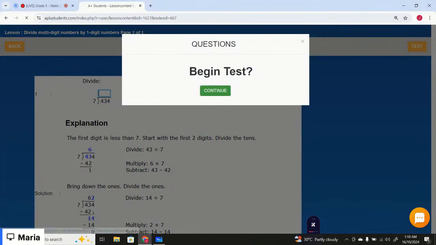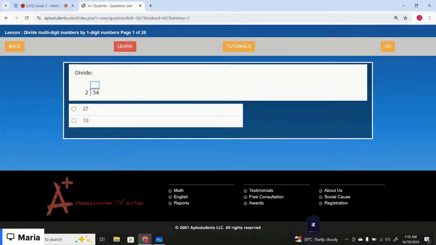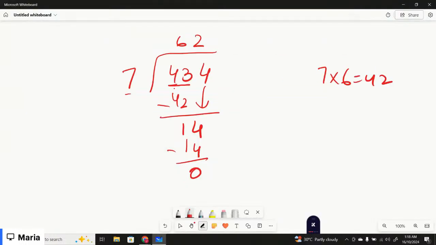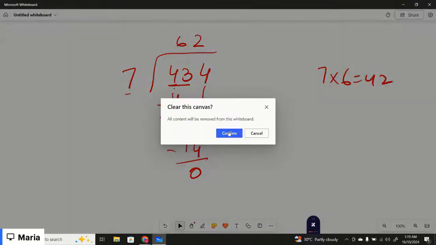Let's just start with the test questions. 54 divided by 2.